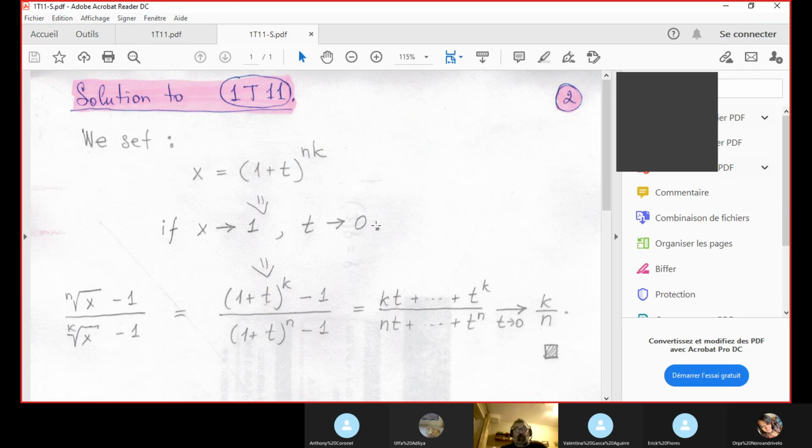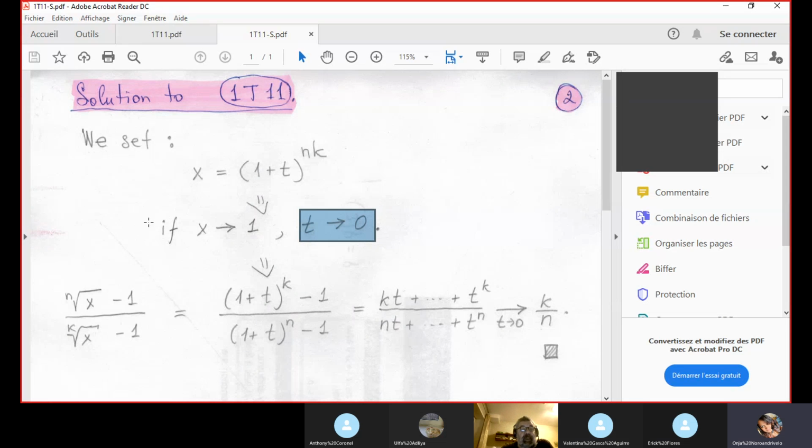So, for all the people, you see, I take x as (1 + t)^(nk). Then, if x goes to 1, my variable t goes to 0. Agree? Yes, I agree.